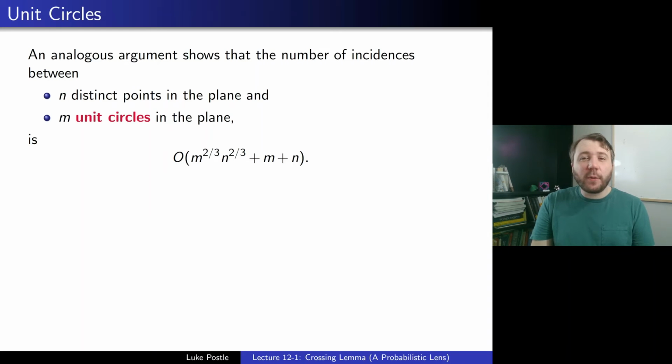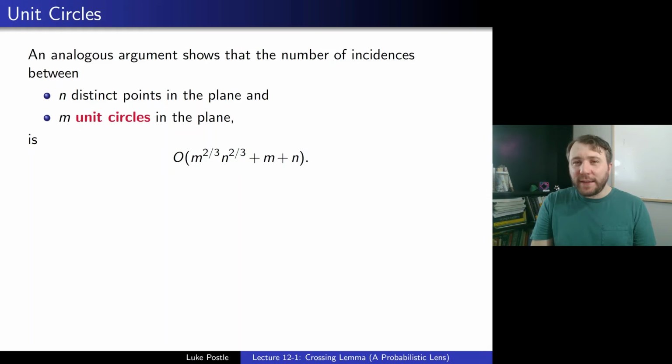I want to mention one extension of this, which is quite nice, about unit circles. So an analogous argument shows that the number of incidences between n distinct points in the plane and m distinct unit circles in the plane is on the same order. So why is that? It's essentially you run through the same argument. There is a slight point where two circles could actually intersect in 2 points instead of 1 as you get for lines, but that just changes the constant.